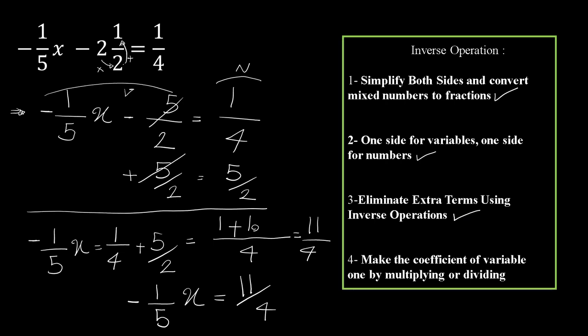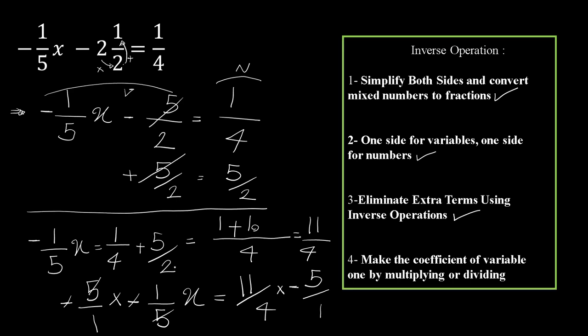Do you know any number that if I multiply by minus 1 over 5, the answer would be 1? Yes, it is really simple. I must multiply this fraction by its reciprocal. What is the reciprocal of minus 1 over 5? It is, of course, minus 5 over 1 or minus 5. But I must multiply both sides because I cannot do an operation only for one side. So these two are going to cancel each other out. Two negatives multiplying each other, so the answer will be positive.